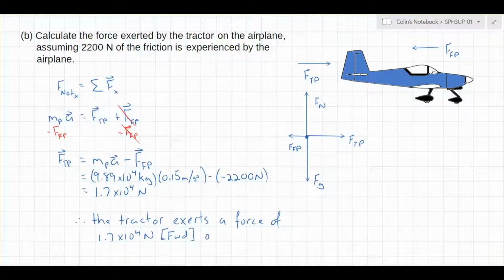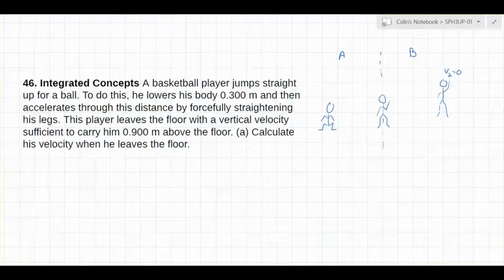Okay, so let's look at one more. Here we have a basketball player jumping for a ball. But for this one, we'll have to separate our analysis into two parts. First as he's pushing on the ground, then when he's in the air, in free fall. We have to do this since the physics at work change when he leaves the floor.